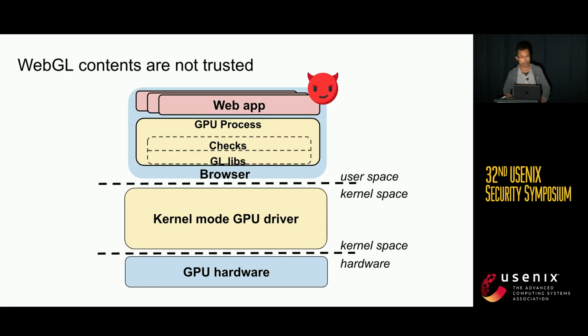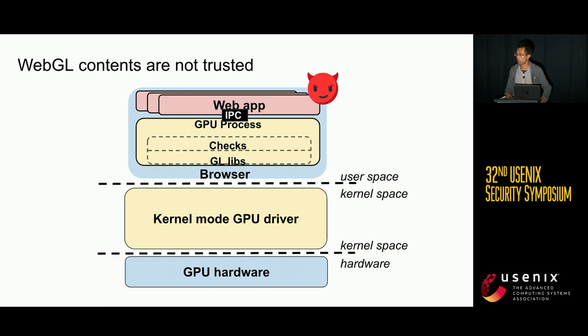WebGL content is not trusted. It is downloaded like the rest of a web page, just from a random server. We're not going to let the web app directly issue syscalls into the GPU driver. That's too dangerous. So major browser vendors like Google, Mozilla, Microsoft, and Apple all realized there's a security hazard, and here is the solution. The web app in the red box is sandboxed, so that it cannot directly issue syscalls into the GPU driver. It does not even have the GL libraries.